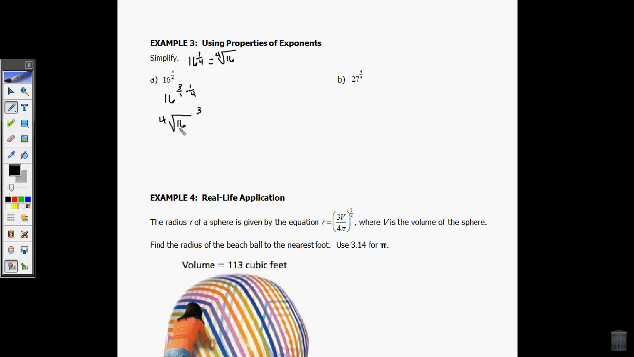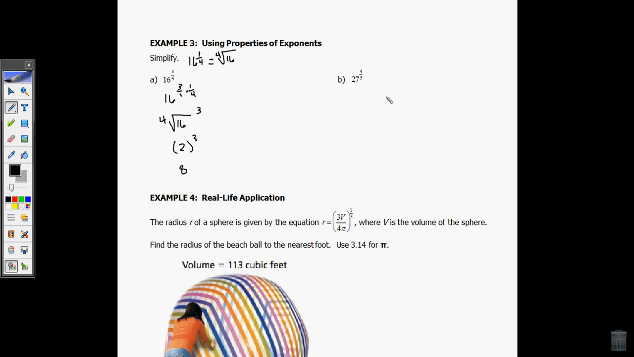Right? So what is the 4th root of 16? What number multiplies itself 4 times to get 16? Well, I can figure out that's a 2, but this 2 still needs to be cubed, so 2 cubed is 8. And that's how I would simplify 16 to the 3/4 power.